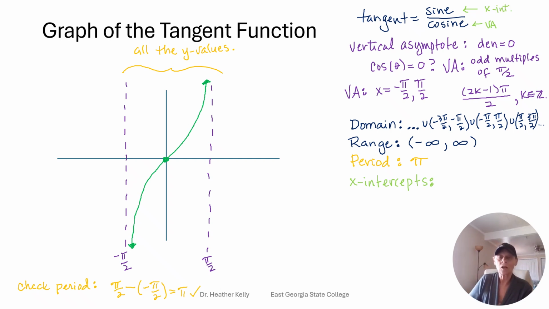So where is sine equal to 0? Sine is equal to 0 at all multiples of pi. So our x-intercepts here are going to be k pi, comma 0, where k is an element of the integers. The y-intercept is clearly, as you look here, 0, 0.